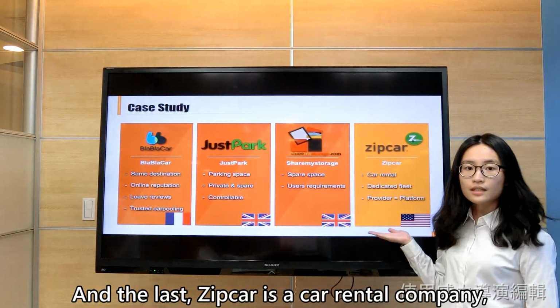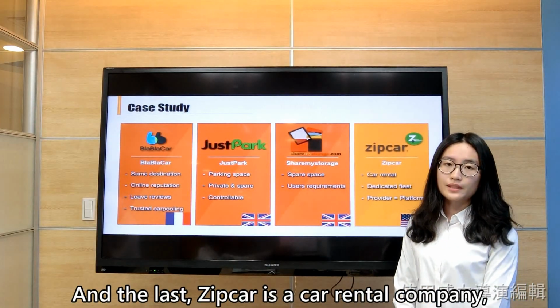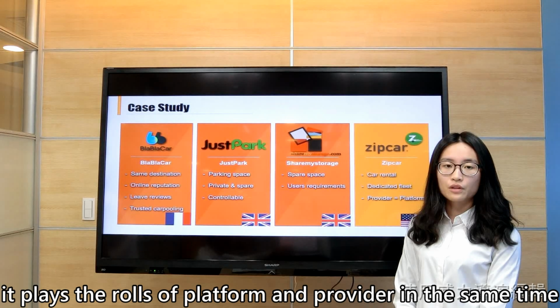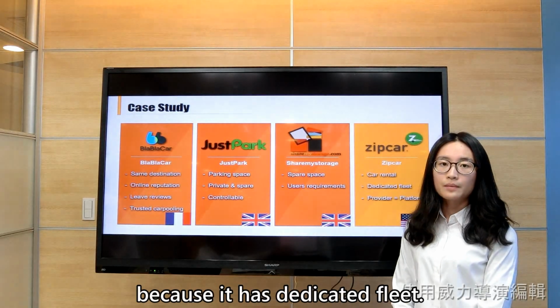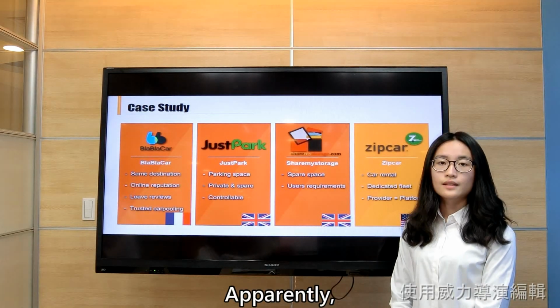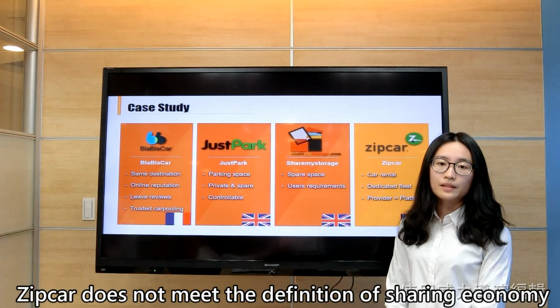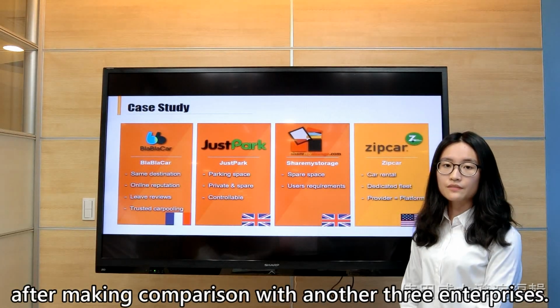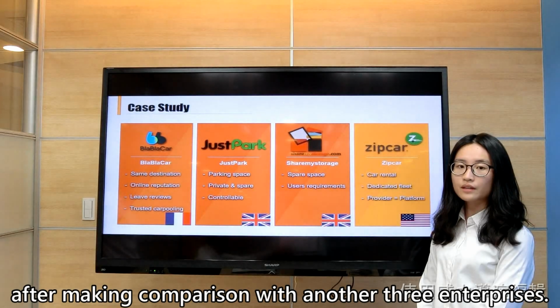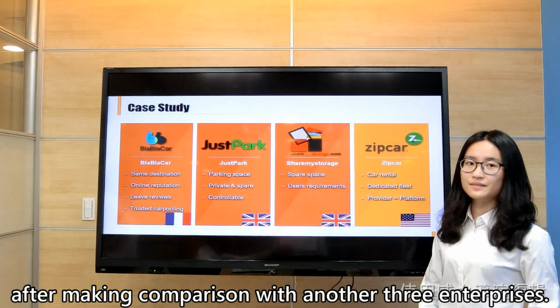And the last, Zipcar is a car rental company. It plays the roles of platform and provider at the same time because it has dedicated fleet. Apparently, Zipcar does not meet the definition of sharing economy after making comparison with another three enterprises.